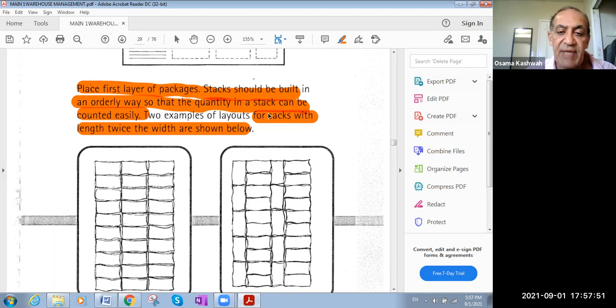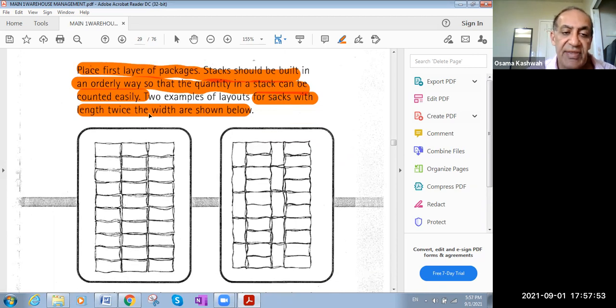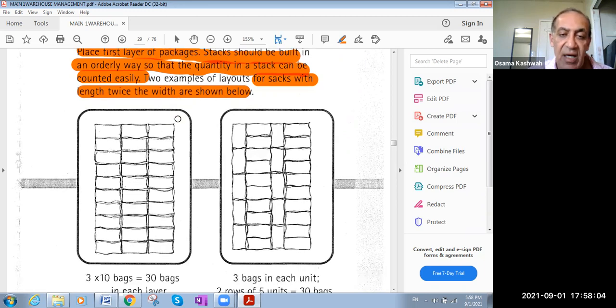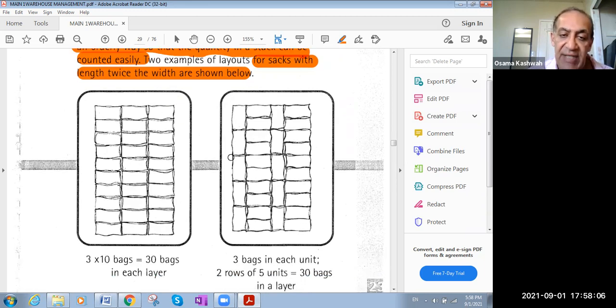Two examples of layout of stacks with length twice the width are shown below. So this is the length and this is the width. The length is twice the width. Here is also the length, twice the width. This is the width and this is the length. Like we see here, here is the length, and this is the width.